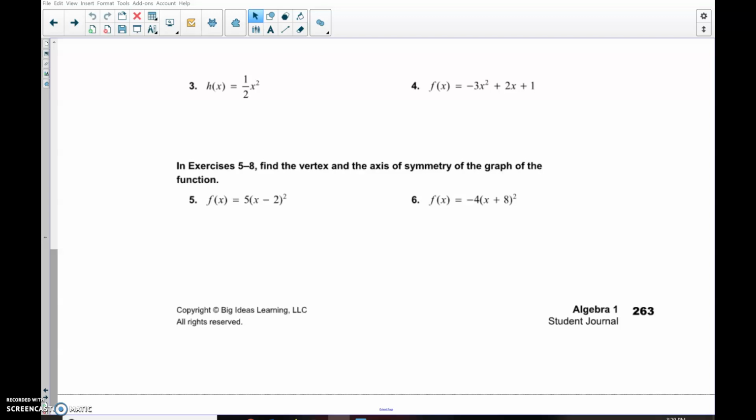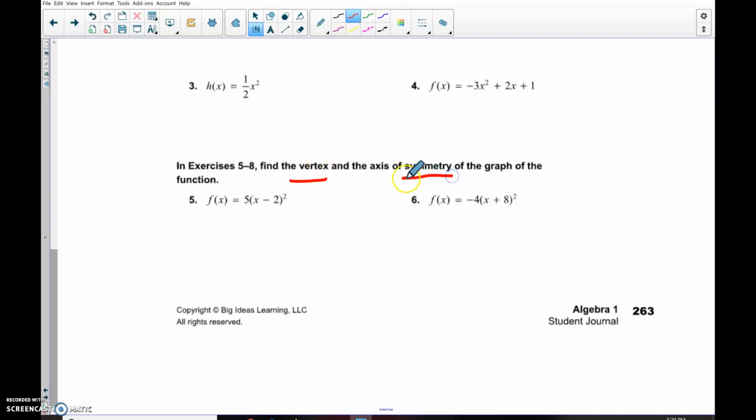All right, so kind of similar to what we've done the last couple days. We need to find the vertex and the axis of symmetry. You'll see this looks a little different because it's not already in the ax squared plus bx plus c form, because we need to do this first. To do that, remember we're going to do our Punnett squares.